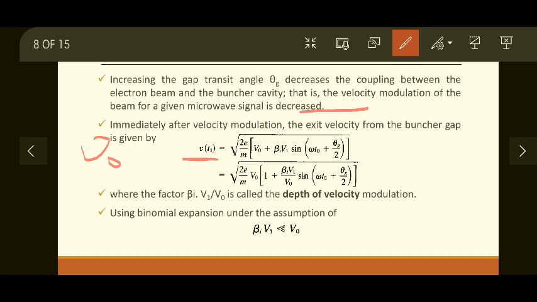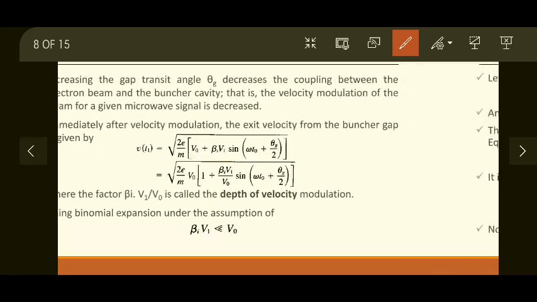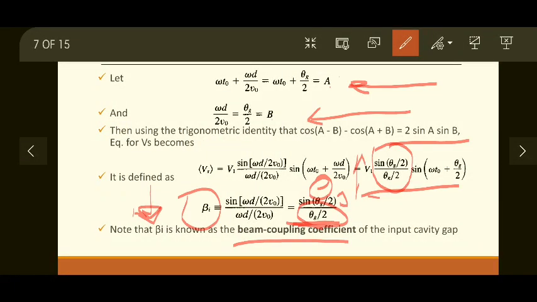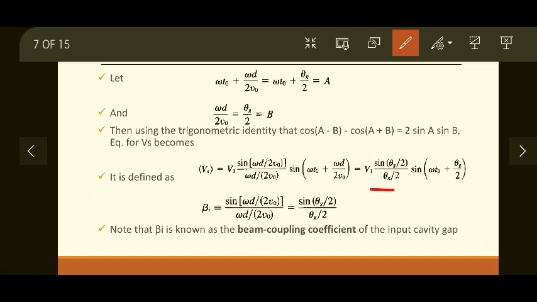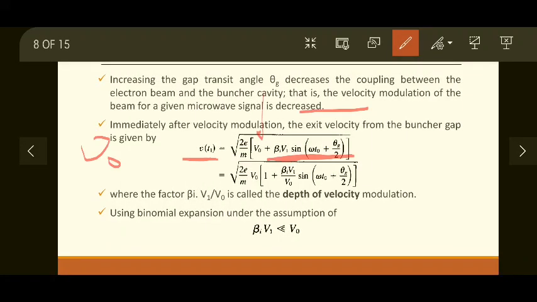Now at t1 the velocity is going to be increased because of the modulation that we have assumed. It will be given by capital V0, this is a DC voltage, plus the applied microwave input signal, beta I into V1 sine of omega t0 plus theta g by 2. This second term comes from this particular part, V1 into beta I sine of omega t0 plus theta g by 2. So that is shown over here.